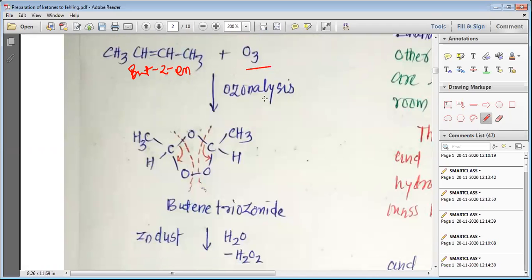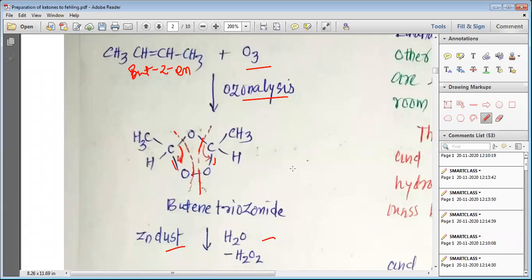This butene, when it reacts with ozone, gives the ozonolysis product. This ozonolysis product is simply broken in this manner in the presence of zinc dust and water. The electron of this bond comes to here, the electron of this bond comes here, and here we can have the double bond.